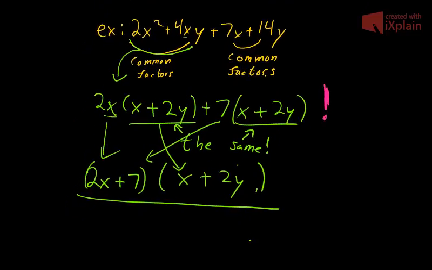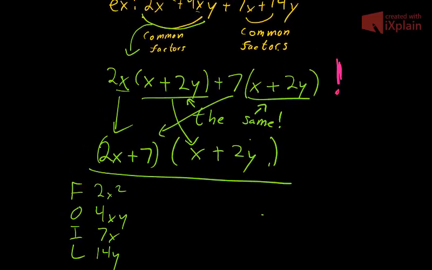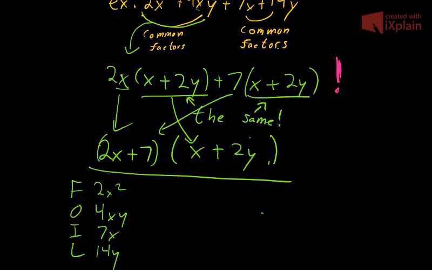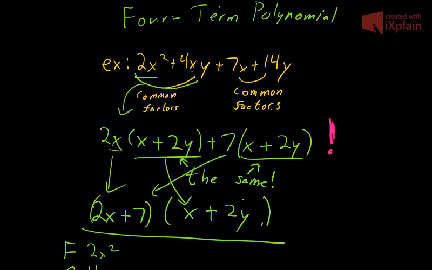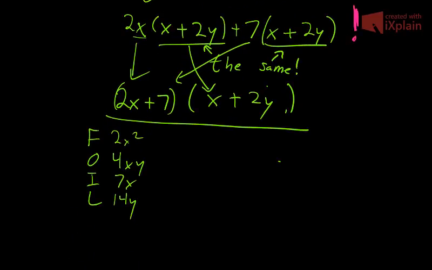So to show you guys that this works, I'm going to FOIL it very, very quickly. My first is going to be 2x times x, which is 2x squared. Outer is 2x times 2y, which is 4xy. Inner is 7 and x. And my last is 7 and 2y, which is 14y, which gives me 2x squared plus 4xy plus 7x plus 14y, which is right there. So if we do this correctly, it should FOIL very nicely right back out to what we started with.